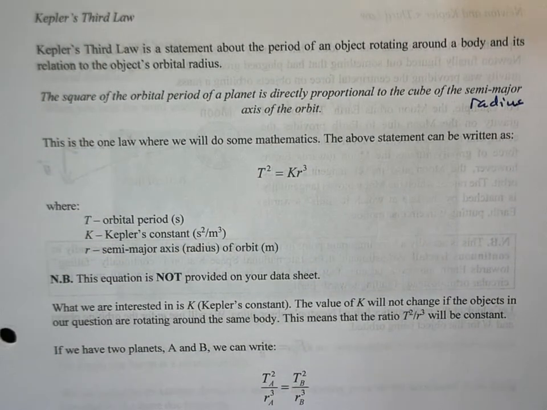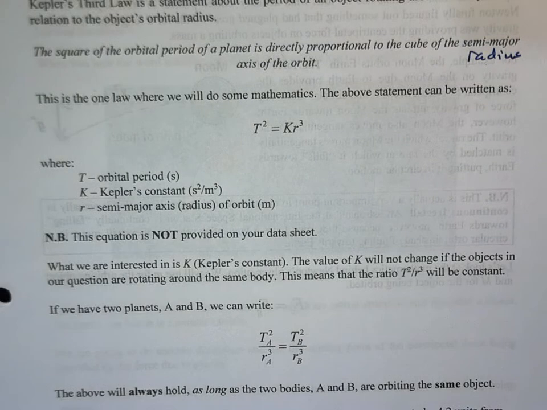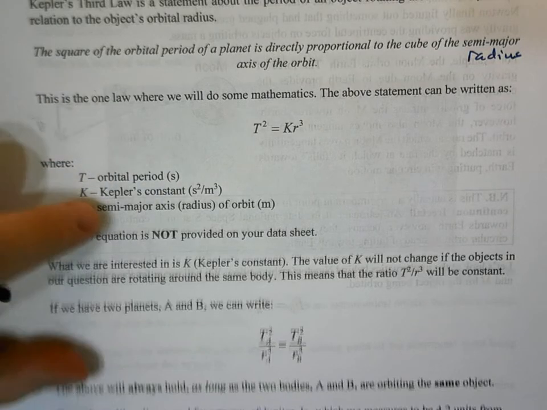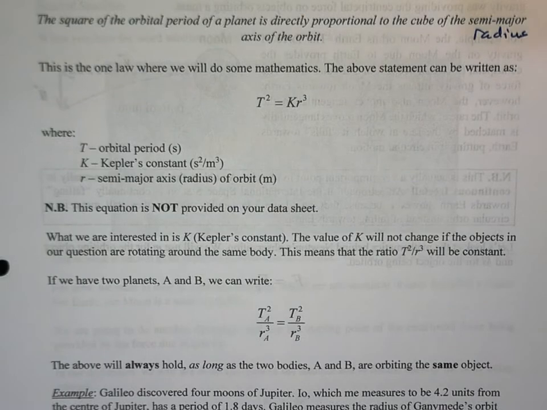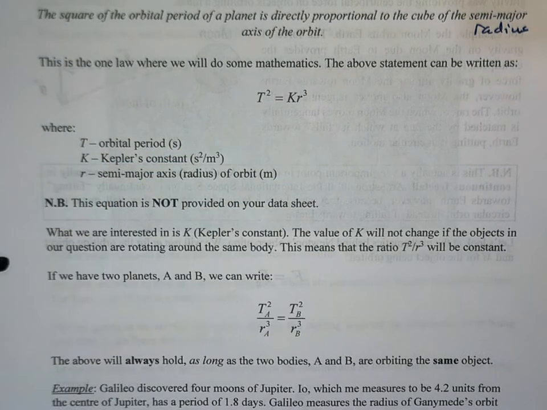What does Kepler's third law actually say? Well, it says that T squared is equal to k R cubed. T is our orbital period in seconds. R is that semi-major axis, or again, radius to make it more gentle for us in Physics 20, in meters. And k is this thing called Kepler's constant, which is basically a ratio of T squared to R cubed.